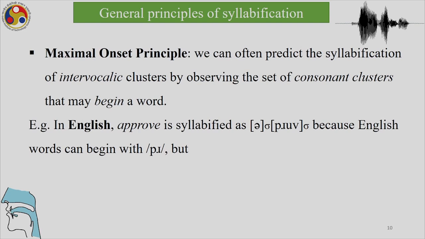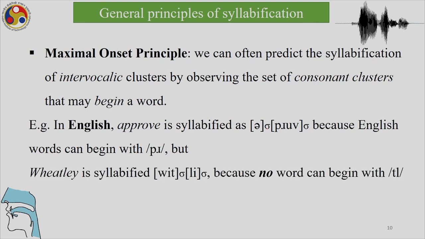In English, approve is syllabified as a-prove because English words can begin with pr, but Wheatley is syllabified with li because no word can begin with tl. As a rule of thumb, languages will prefer syllabification where the consonant cluster is a legitimate consonant cluster in that language. If it's not a legitimate cluster, like tl, which is not possible in English, then the language will not prefer this syllabification because tl is an absolutely impossible sequence of consonants in English.